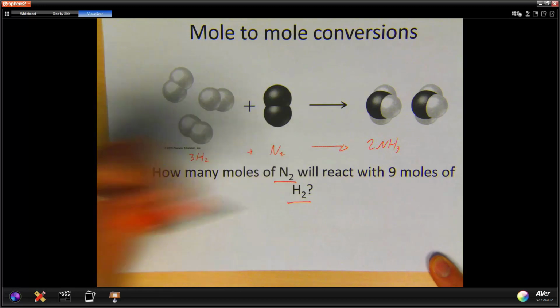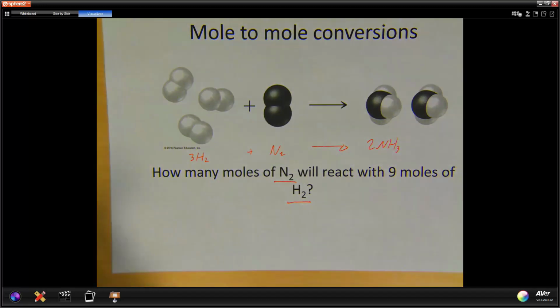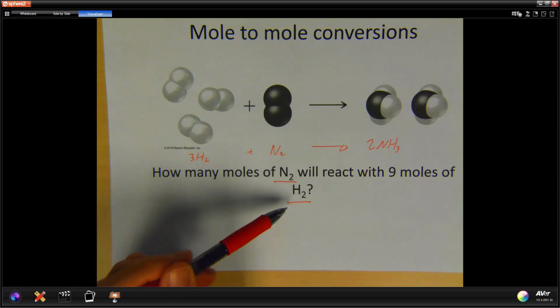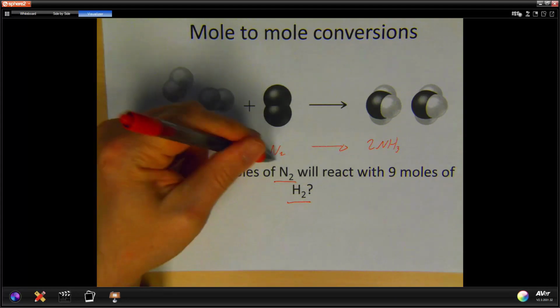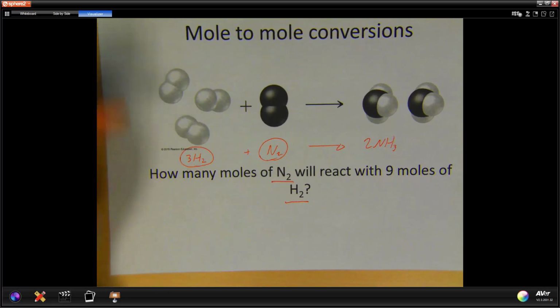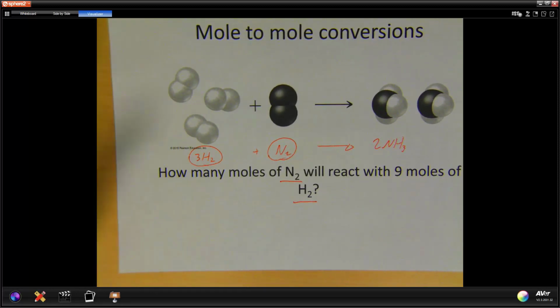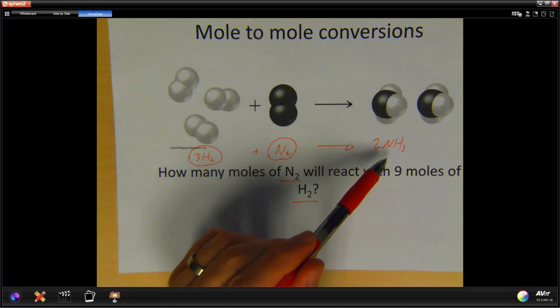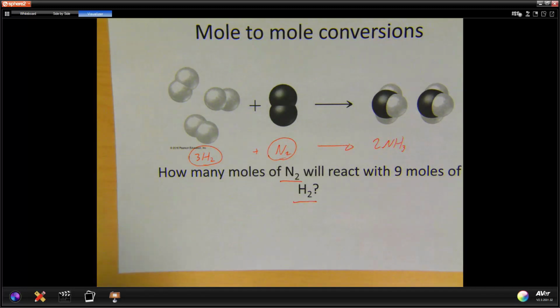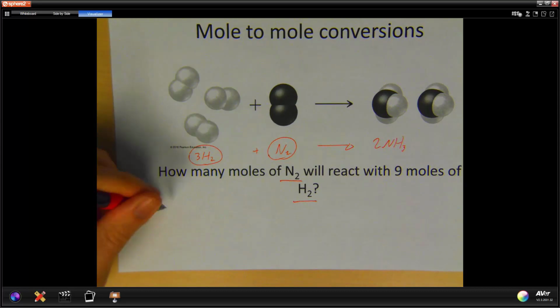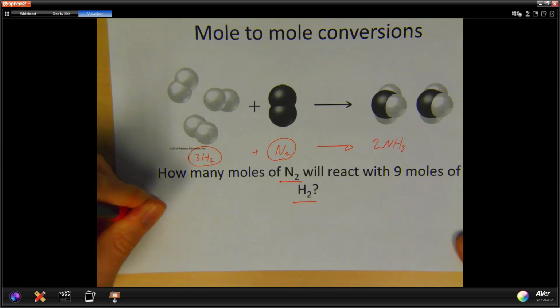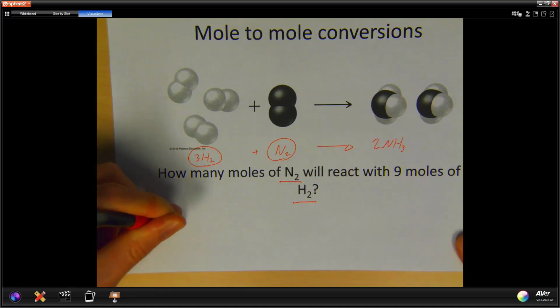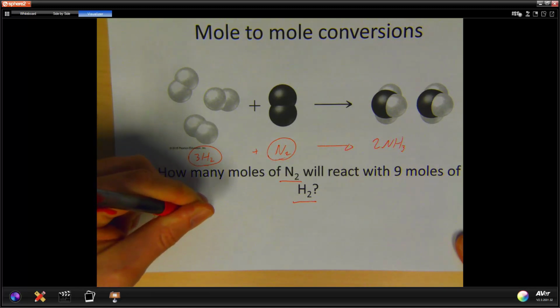And the question is, how many moles of N2, I'm going to underline that, will react with 9 moles of H2? So in this question, we have two things we care about. We care about the N2, we care about the H2. So those are the two things that we want to include in our conversion factor. In this particular question, we don't care about the NH3. In a different question, we might. So I'm going to write down 3 moles H2 equals 1 mole N2.